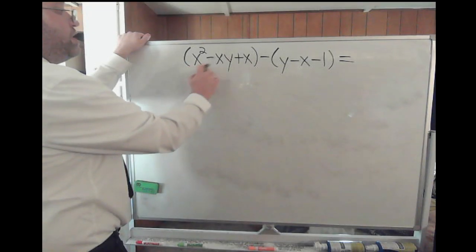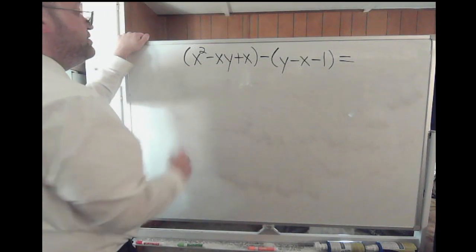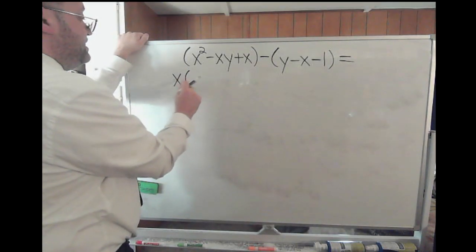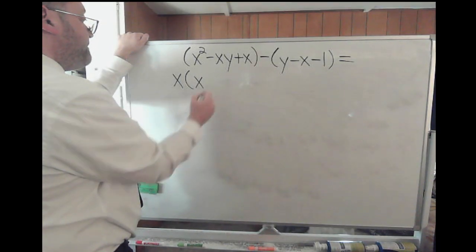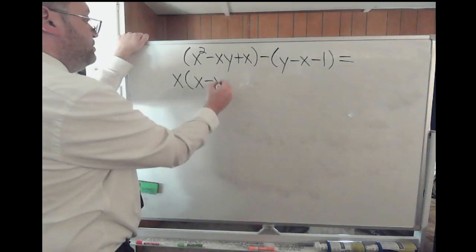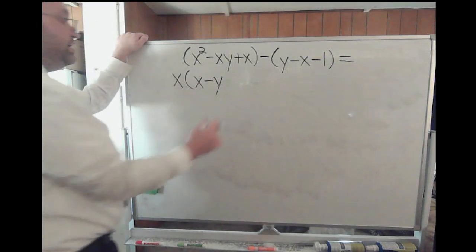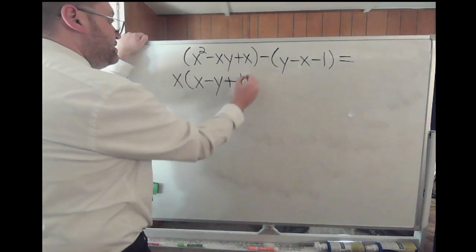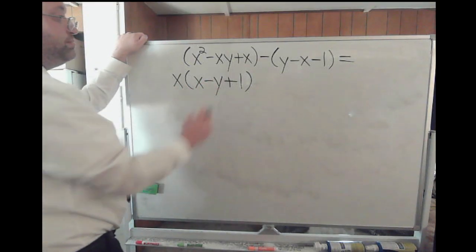Start with the x squared minus xy plus x. What do these three terms have in common? They have a common x. So you could factor out that x. x times what equals x squared? Well, that'd be x, minus x times what equals xy? Well, that'd be y, because x times negative y equals negative xy, plus you have x times what equals x? 1. So now you're left with x times the quantity of x minus y plus 1.